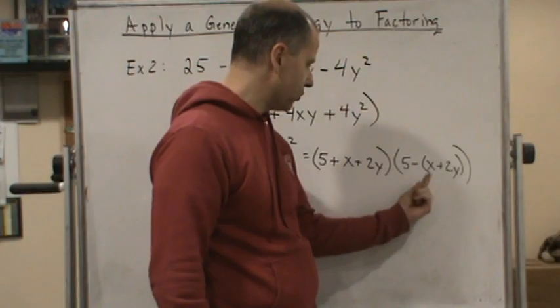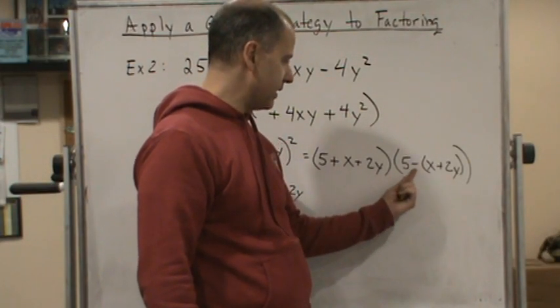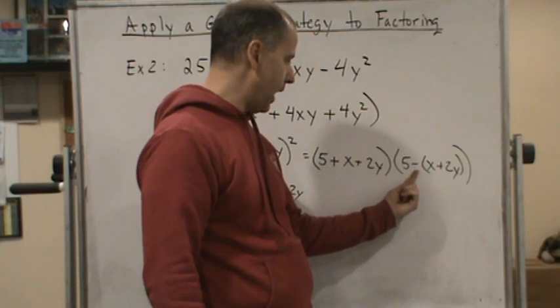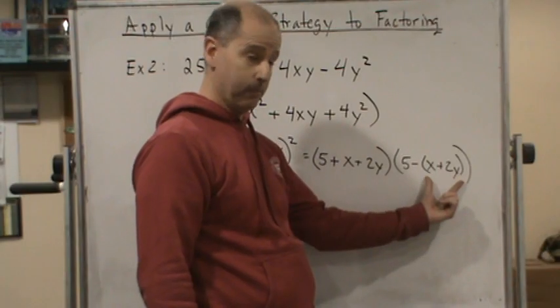b is the whole thing. So don't make the mistake of dropping the parentheses and only having the subtraction on the x. So you're subtracting the entire thing, okay?